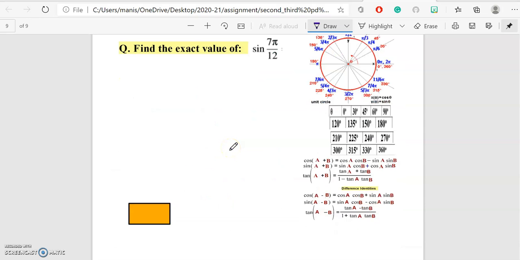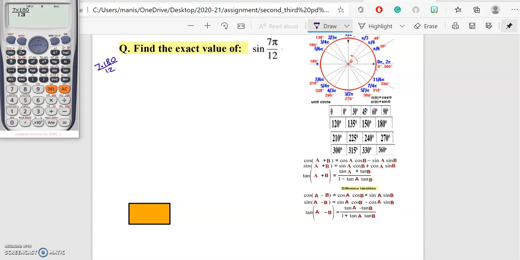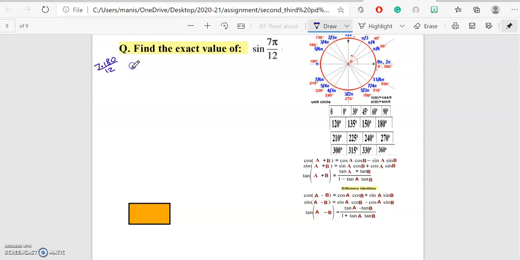Find the exact value of sine 7 pi over 12. What we have been doing is, first of all, I will find 7 pi over 12 in degrees, where pi is 180. I will use this calculator for this operation: 7 times 180 divided by 12, and my answer is 105 degrees. So sine 7 pi over 12 is sine 105 degrees. I will use my unit circle on the right side to find my answer.